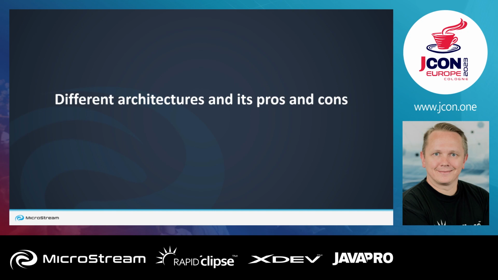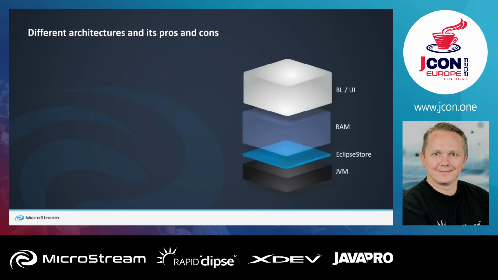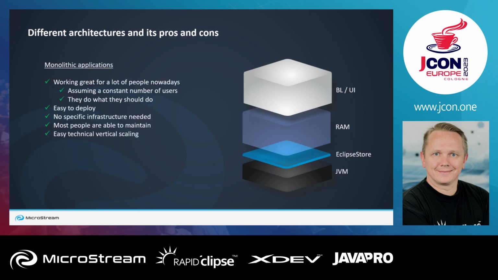Okay, let's talk about architectures and pros and cons of architectures. What is this? This, I would say, is the good old monolithic application. We have some business logic somewhere, we have a UI somewhere, we have RAM, and we have Eclipse Store, as I explained, as part of the application.